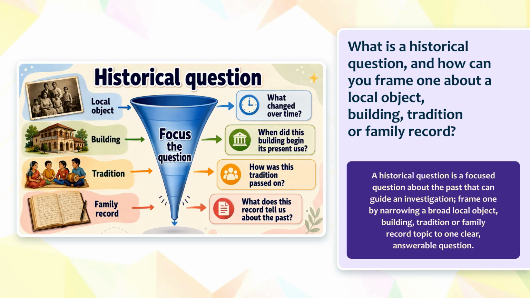The narrowed question gives the rule. A historical question is a focused question about the past that can guide an investigation. Frame one by narrowing a broad local object, building, tradition, or family record topic to one clear, answerable question. The question should help decide what evidence is needed. Next, we will organize sources in a source table and record their provenance.